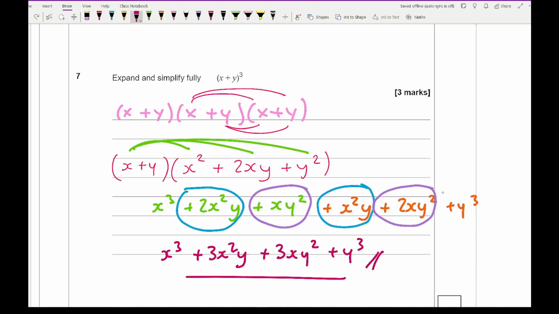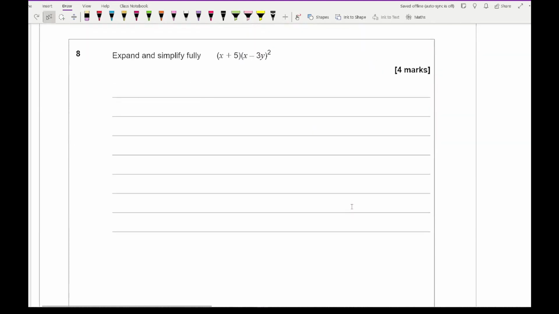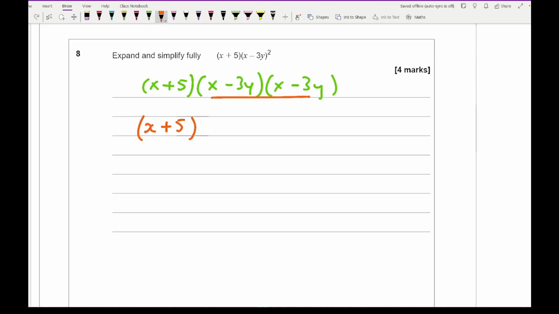Just make sure that your powers of 2 look like 2's and your 3's look like 3's. Then moving on to our last question, it says expand and simplify x plus 5 and then x minus 3y squared. Recognizing that this is x plus 5, x minus 3y, x minus 3y, and simplifying this, we get x plus 5 and then x squared minus 6xy plus 9y squared.